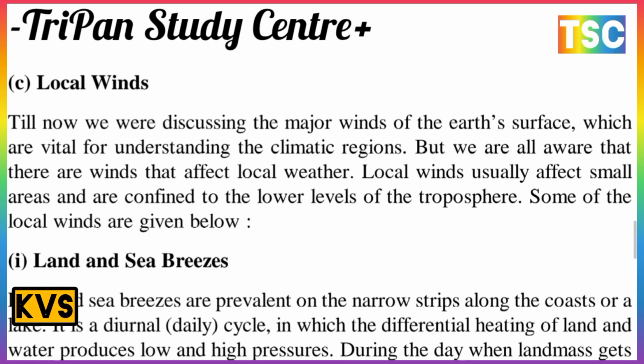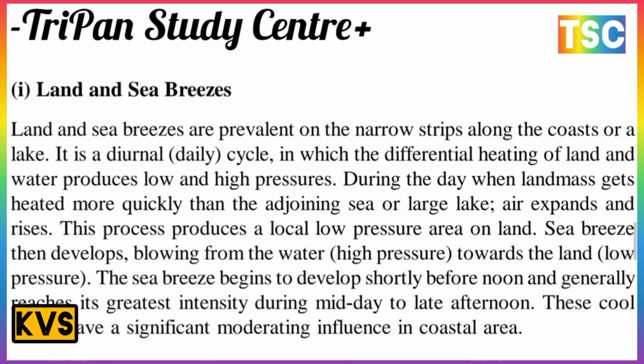First here, the land and sea breezes. Land and sea breezes are prevalent on narrow strips along the coasts or a lake. It is a diurnal, daily cycle in which the differential heating of the land and water produces low and high pressure. During the day, the landmass gets heated more quickly than the adjoining sea or a large lake, and air expands and rises.